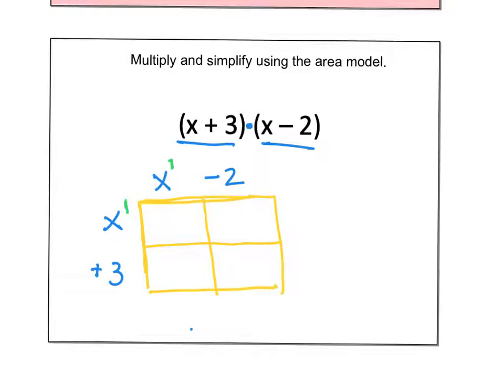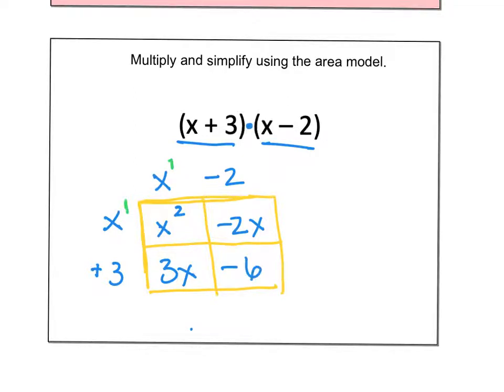So now I'm going to fill in each box. First one will be x times x, and that answer will go right here. So I know that x times x is x squared. You add the exponents. Now I'm going to go this cell right here where I'm doing a negative 2 times x, and that will give me a negative 2x. I'm going to do the bottom left cell, and the truth is you can fill out these cells in whatever order you want. It doesn't matter. This cell right here will be a positive 3 times x, which will give me a positive 3x. And then to figure out the last cell right here, I'm going to do a positive 3 times a negative 2, and that gives me a negative 6.